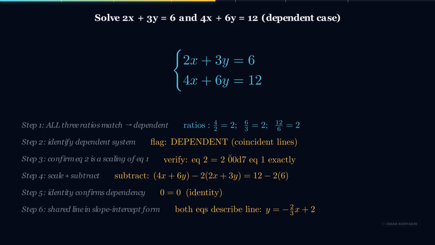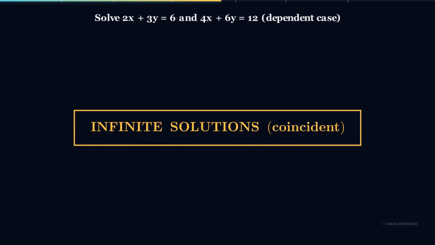Step 6. Final answer: infinitely many solutions, all on the line 2x plus 3y equals 6. The system is dependent. The second equation is just twice the first equation, providing no new information. So the system has infinitely many solutions on the shared line. The big lesson from this example is the proportionality check, identifying the dependent case before solving begins. When all three coefficient ratios match, including the constant on the right, the equations describe the same line and the system is dependent.